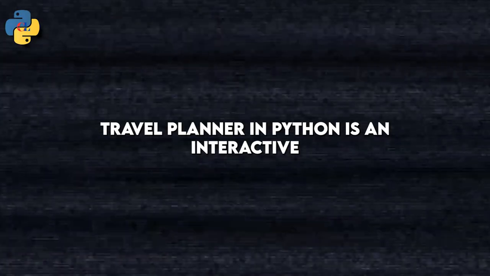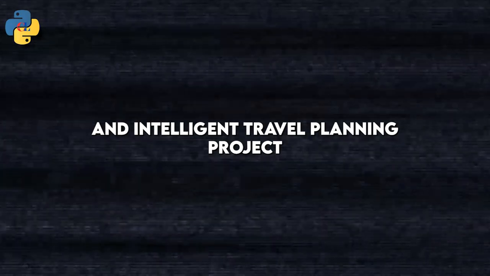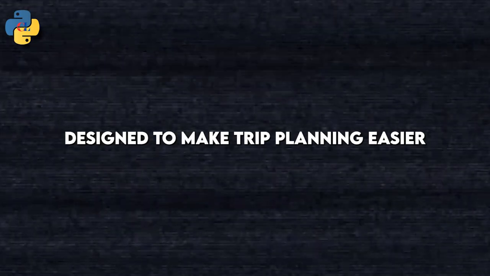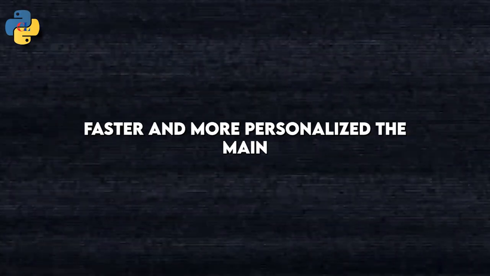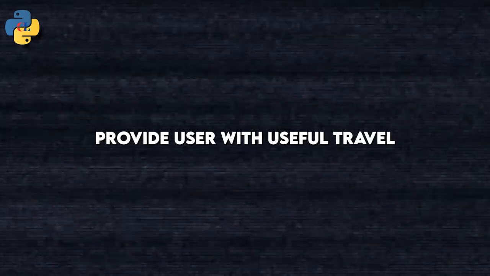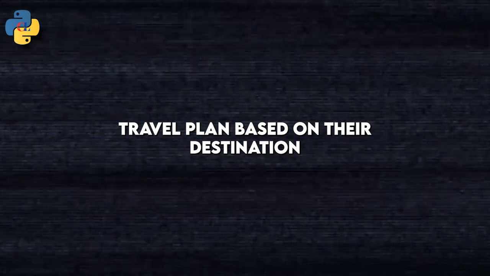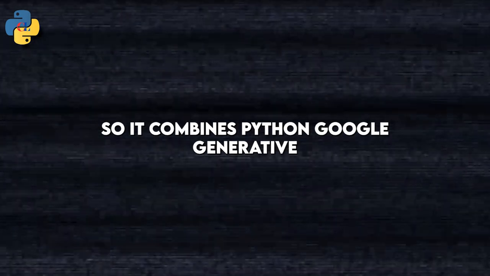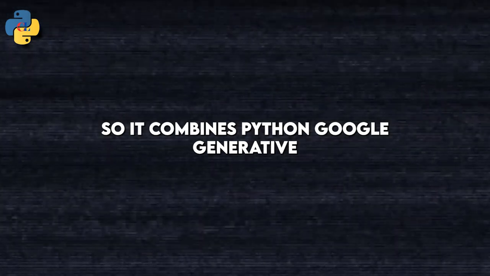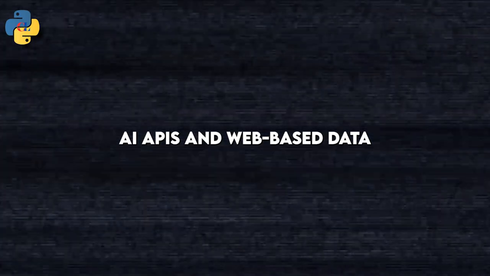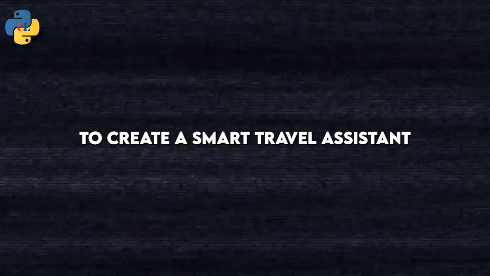Travel planner in Python is an interactive and intelligent travel planning project designed to make trip planning easier, faster and more personalized. The main purpose of this project is to provide users with useful travel information and generate a suitable travel plan based on their destination and requirements. So it combines Python, Google Generative AI APIs and web-based data to create a smart travel assistant.